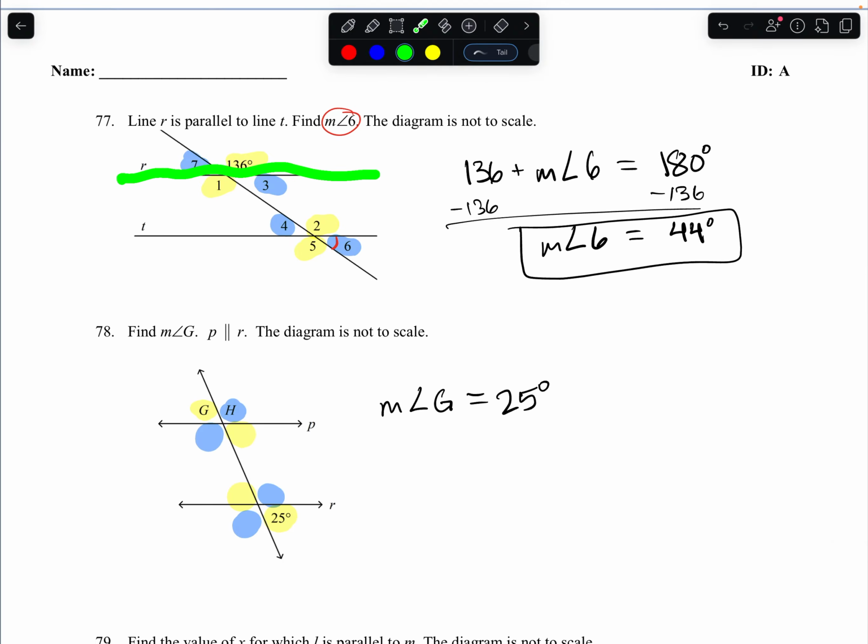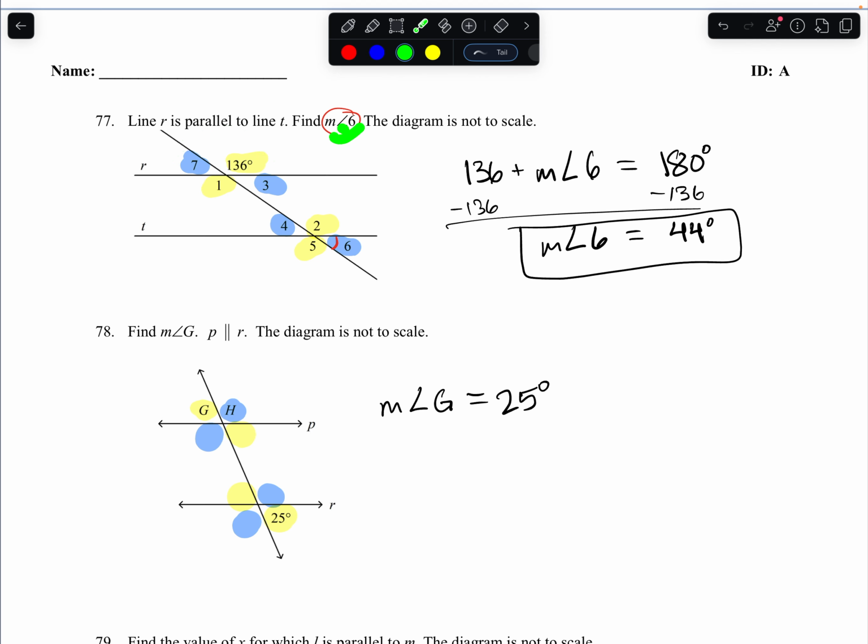And again, when you have these parallel lines cut by a transversal, you end up getting 8 different angles. 4 of them are congruent, and the other 4 are also congruent. So these yellow ones are all congruent, these blue ones are all congruent, and if you pick one yellow and one blue one, they will be supplementary.